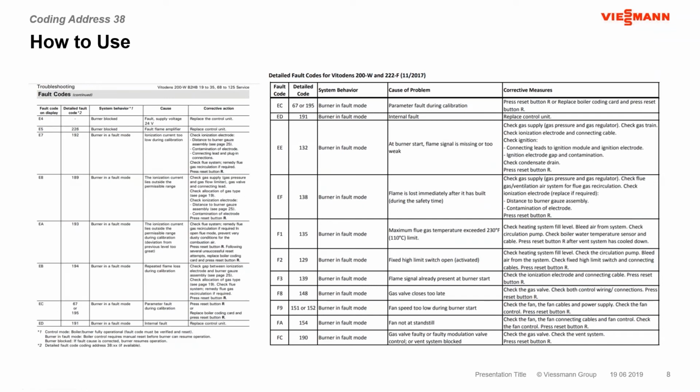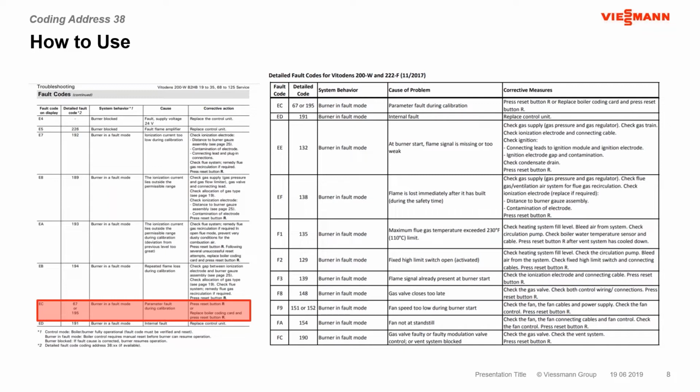And this is how you would use it. So if you had a fault, for instance, that was actually causing a red light, lamp on the boiler to illuminate, you get into an example here where you hit the OK button on that boiler and it said an EC fault. And you notice the EC fault has a detail fault code value of either a 67 or a 195. So when it has an either or here, you look at the information, and if it was a 67, then the parameter fault during calibration, you would push the reset button.